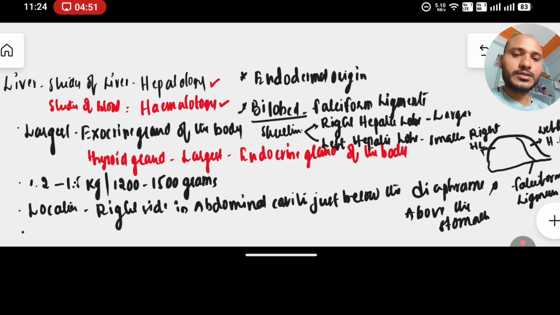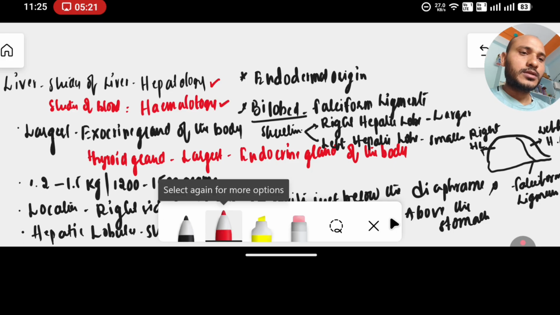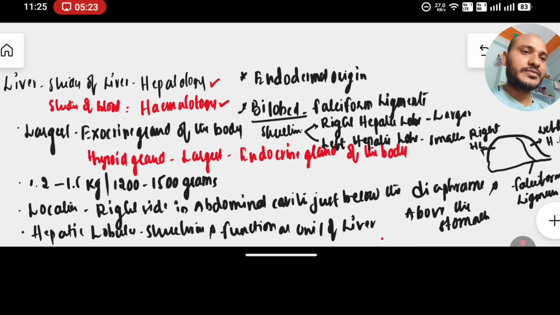The structural and functional unit of the liver is the hepatic lobule. Like in the lungs, the structural and functional unit is the alveolus. Like the nephron is the structural and functional unit of the kidney. So like that, hepatic lobules are the structural and functional unit of the liver.